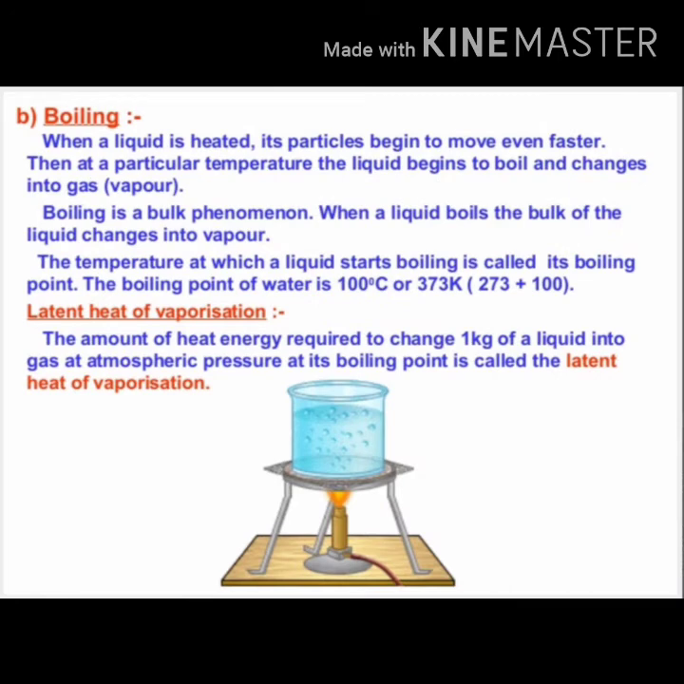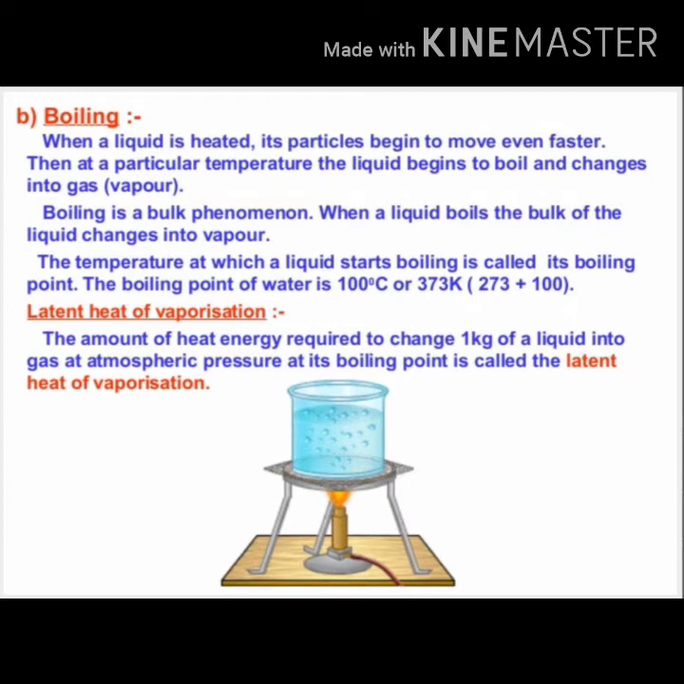Boiling. When a liquid is heated, its particles begin to move even faster. Then at a particular temperature, the liquid begins to boil and changes into gas, that is vapor. Boiling is a bulk phenomenon. When a liquid boils, the bulk of the liquid changes into vapor. The temperature at which a liquid starts boiling is called its boiling point, and the boiling point of water is 100 degrees Celsius, or 373 Kelvin, that is 273 plus 100.